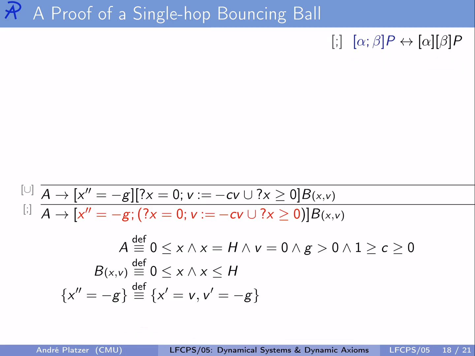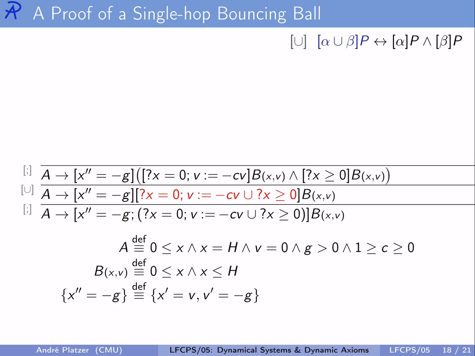That's what we saw previously. Next thing we do is we leave the ODE alone and worry about the phenomenon of the non-deterministic choice right here. For the non-deterministic choice, we have an axiom that says all behaviors of alpha choice beta are safe, if and only if all alpha behavior is safe and independently all beta behavior is safe.